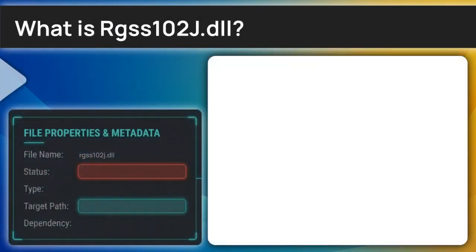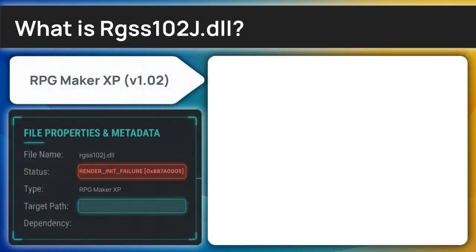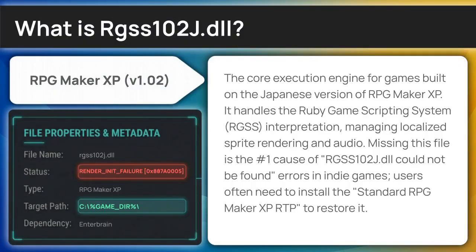This is the Ruby Game Scripting System 102J module, the core execution engine for games built on the Japanese version of RPG Maker XP. It handles the Ruby Game Scripting System, RGSS interpretation, managing localized sprite rendering and audio. Missing this file is the #1 cause of RGSS102J.dll could not be found errors in indie games. Users often need to install the standard RPG Maker XP RTP to restore it.